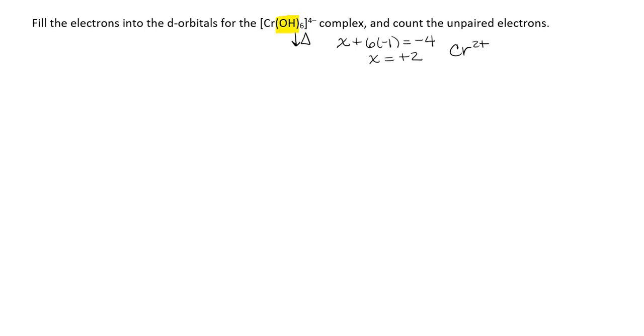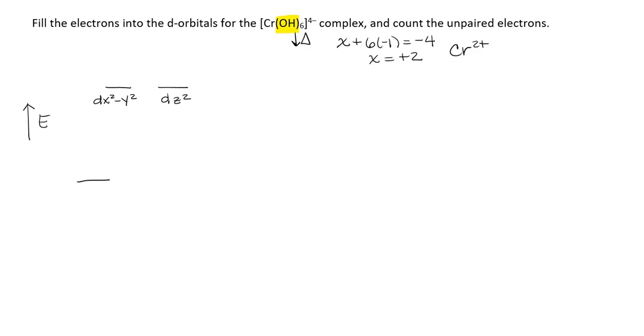So my metal ion is chromium 2. The next thing I'll do is sketch my energy level diagram with my split orbitals. The top orbitals are my dx squared minus y squared and my dz squared. It doesn't matter in which order you write these because these two orbitals are degenerate. Degenerate is a fancy way of saying that they have the same energy. So I can write them in either order.